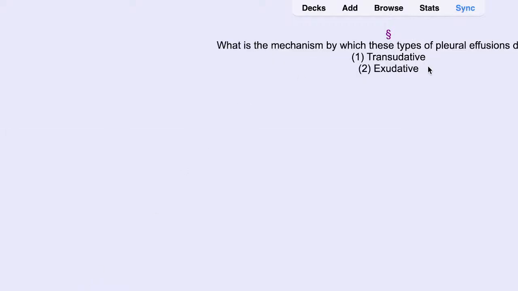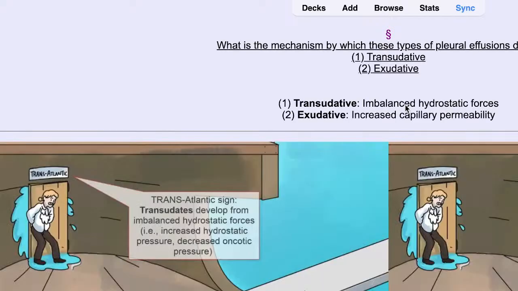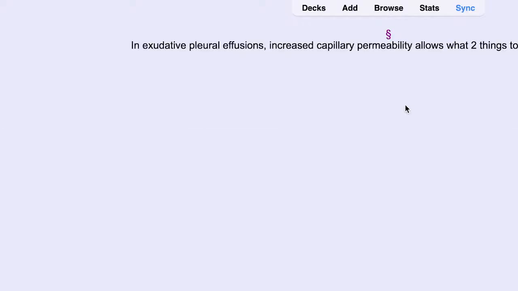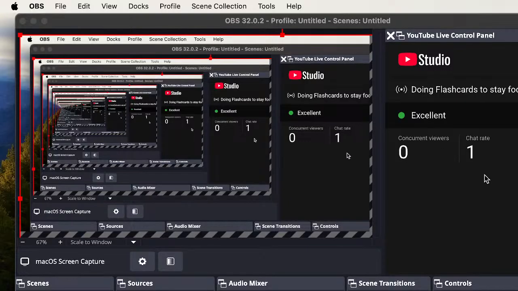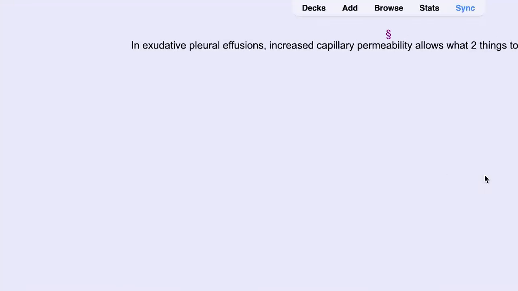Mechanism by which these types of pleural effusions develop. Transudate, I think we know this: increased or imbalanced hydrostatic forces. This one is impaired capillary permeability, or increased. That's kind of cool. All right, so we got one shot right. I hope it's not much, but hey, listen.